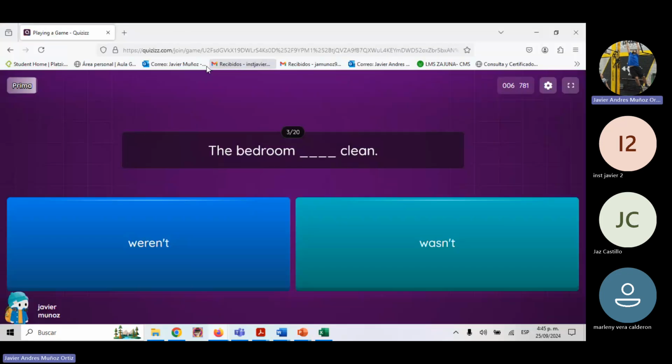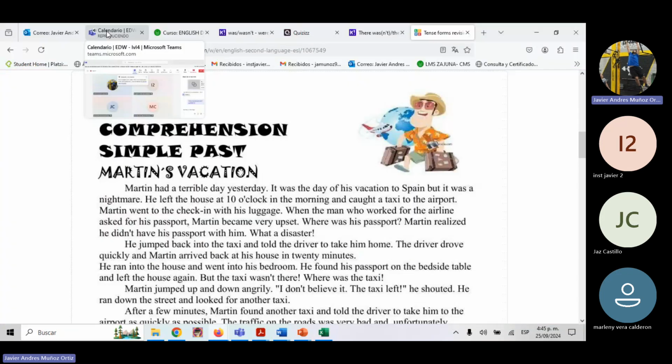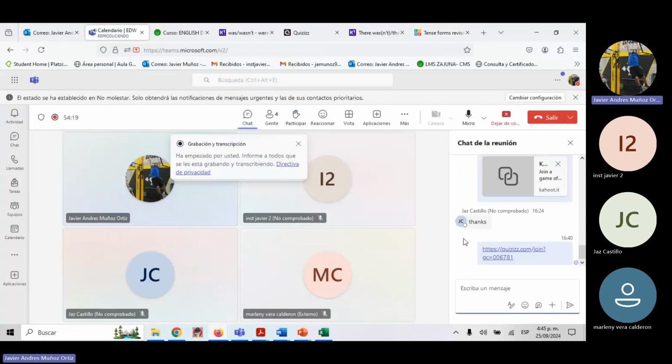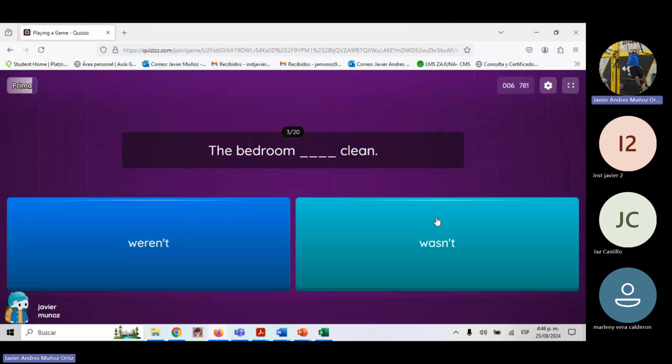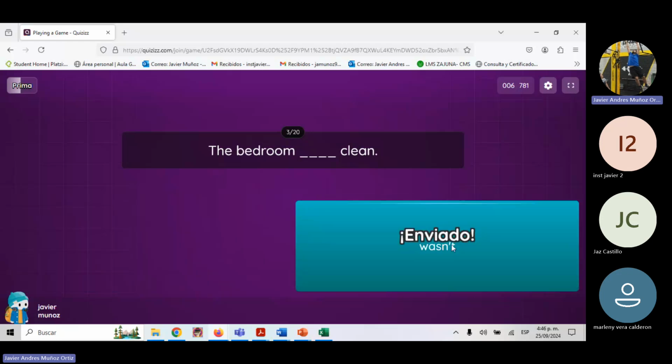Let's go with the next one. If you can type me your answers here, it will be even better. So, the bathroom clean. The bathroom is it. The conjugation for it is always was. In this case, the bathroom was not clean. I'm going to play until the 10th because we need to take advantage of the time, okay?